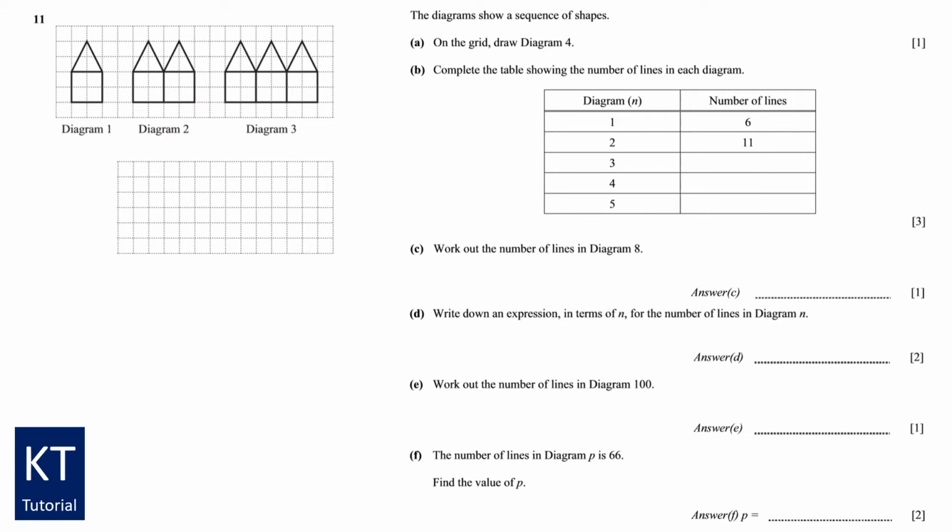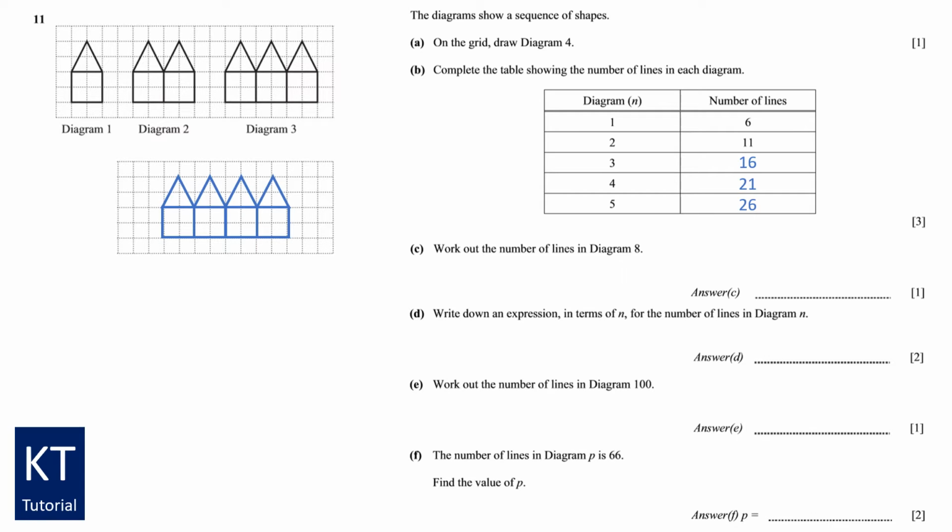Question 11. The diagrams show a sequence of shapes. On the grid, draw diagram 4. This would be the representation in blue. Next, complete the table showing the number of lines in each diagram. These are the numbers 16, 21, and 26.